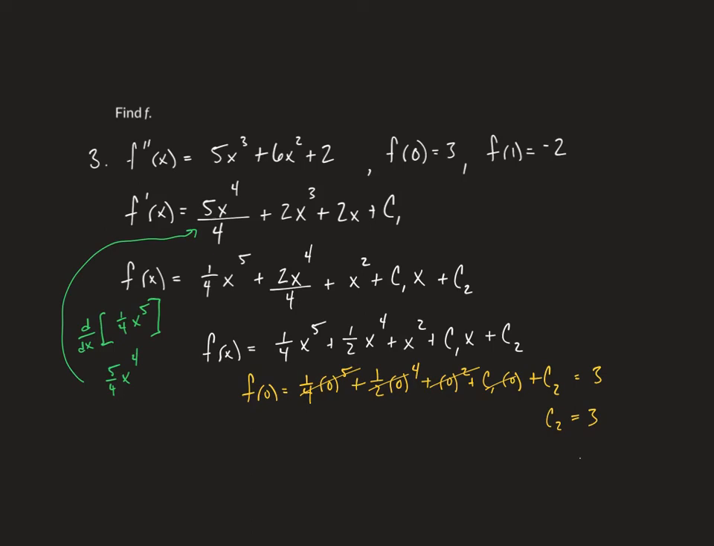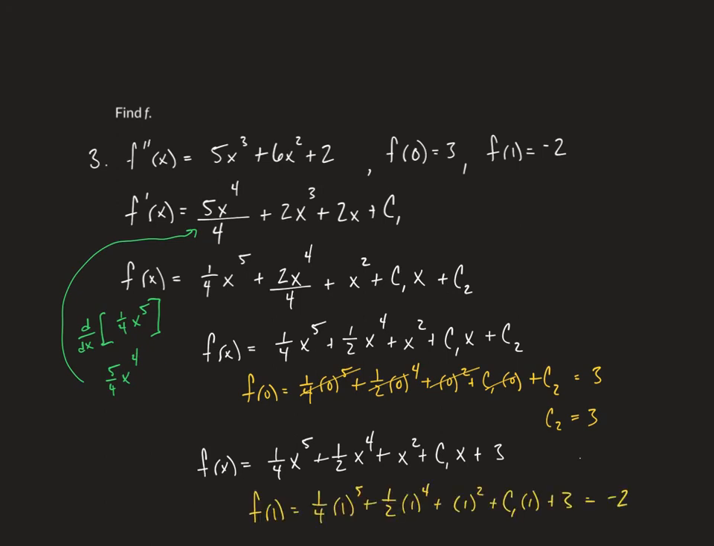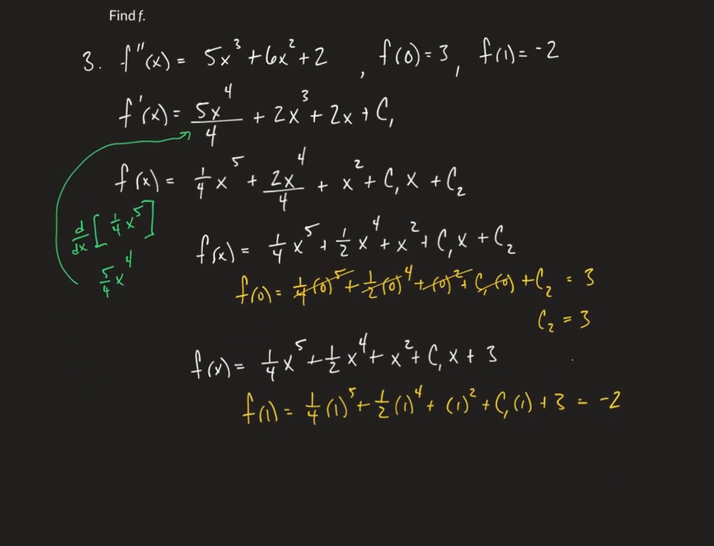So now I can rewrite my function one time. I'm just going to pause the video and do that because it's starting to get a little long. Alright, and now I can use my second initial condition and plug in a 1 to each of these spots and set this thing equal to -2. So now we're just going to solve this. It's going to involve a lot of fraction addition here, so be careful with your operations. So this is going to be 1/4 plus 1/2 plus 1 plus what turns into just the first constant plus 3, and that equals -2.